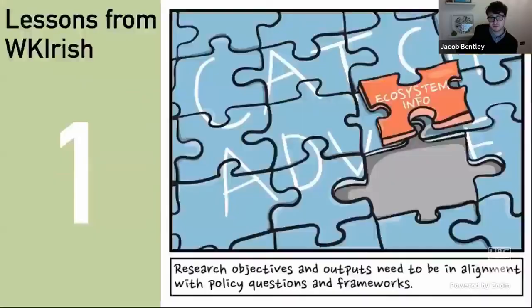And just to finish, I've outlined some more lessons from WK Irish for moving towards an ecosystem-based approach to fishery management. The first lesson was that it was really important that the research objectives aligned with the policy questions and frameworks that we had. So working closely with ICES and understanding where we could implement the information. Also having them in the room when we were working towards this kind of goal got them used to seeing ecosystem models and pushing towards that.